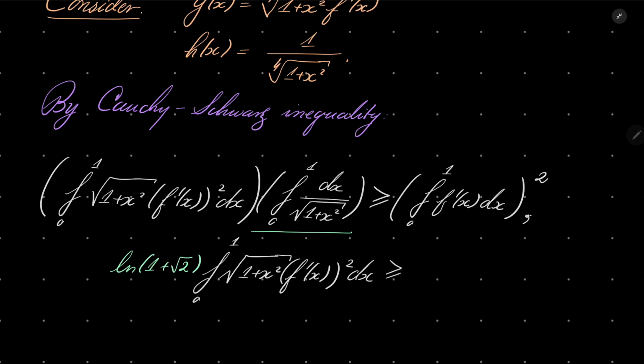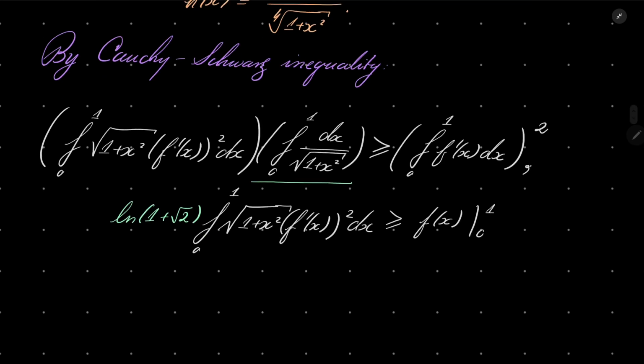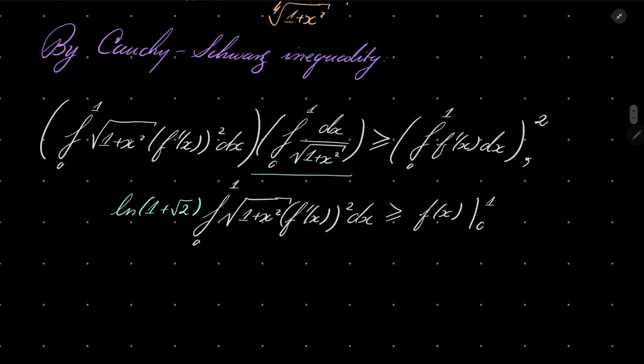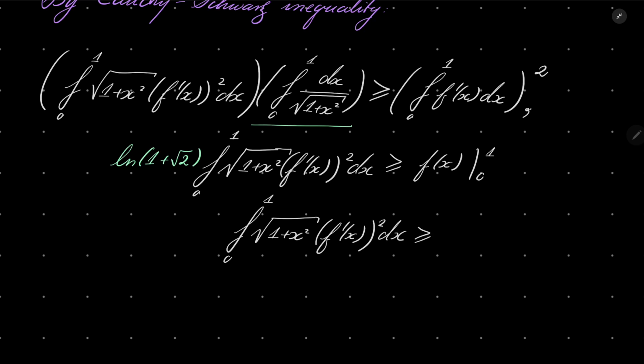Well, on the right hand side, we have an integral of a derivative. So it's just f of x evaluated from 0 to 1. Very well. And now I will divide by this natural log. It's a positive number, of course, so I can safely divide. And what do I have on the right hand side?